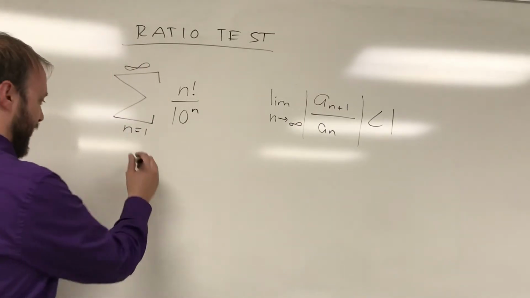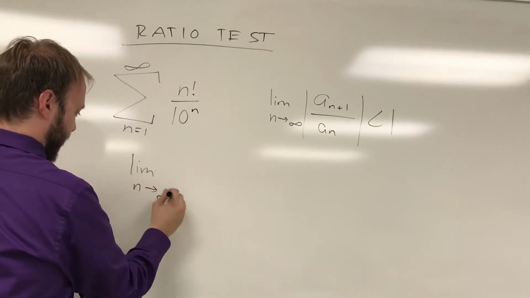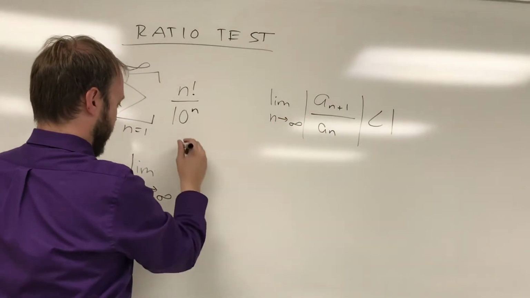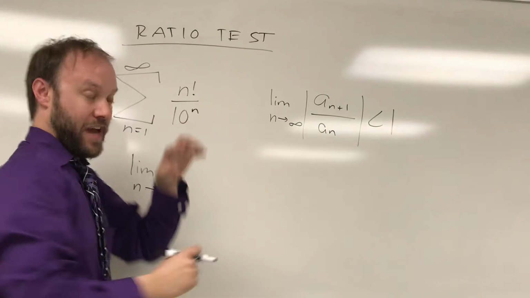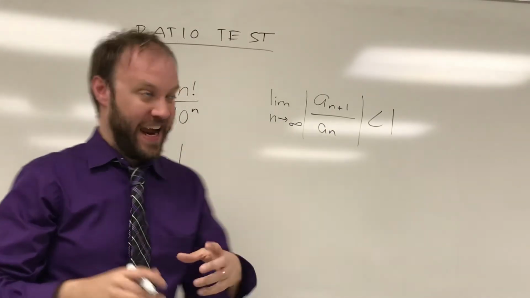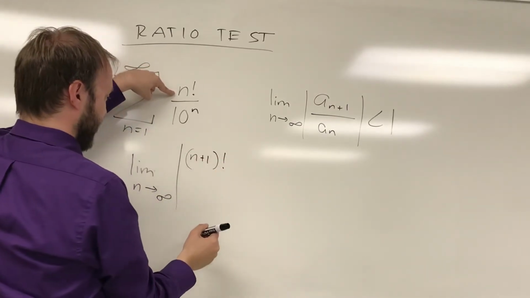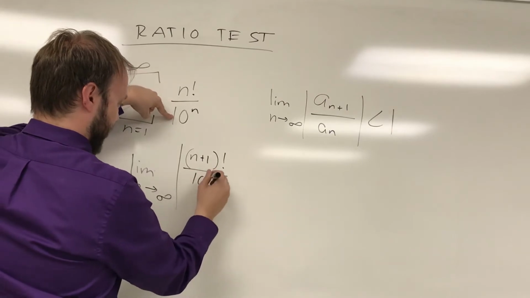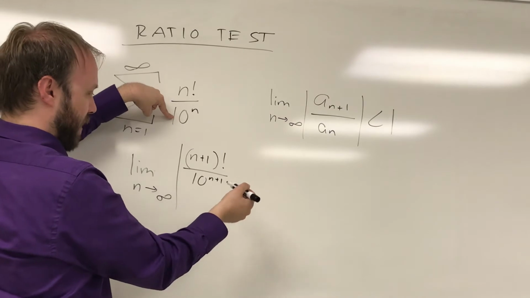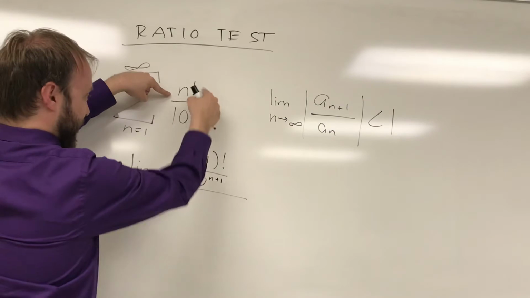Okay, so we're taking the limit as n approaches infinity of the ratio between the n plus 1 term and the nth term. So the n plus 1 term, and be careful here, if there's like an x or some other variable there, you're still just filling in for n. So it's going to be n plus 1 factorial over 10 to the n plus 1, okay? That's my n plus 1 term, okay? So it's kind of weird because we've got a fraction that's part of a fraction. We're going to be dividing by the nth term, which is just this, okay?